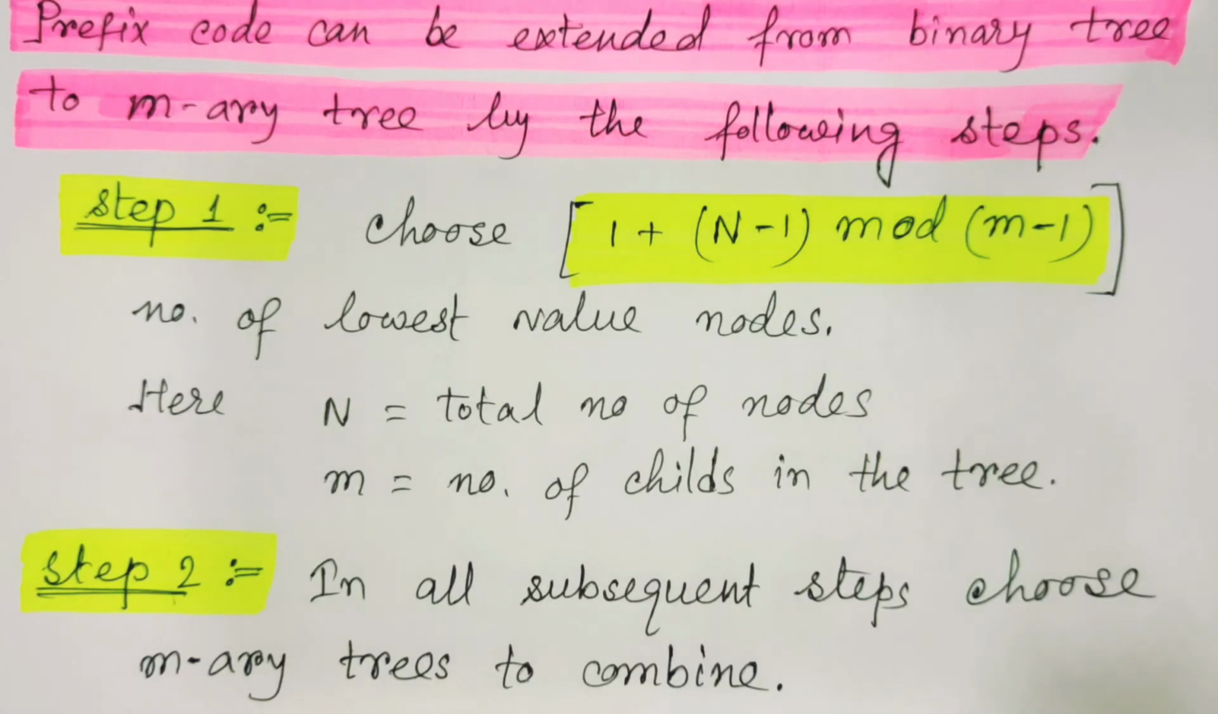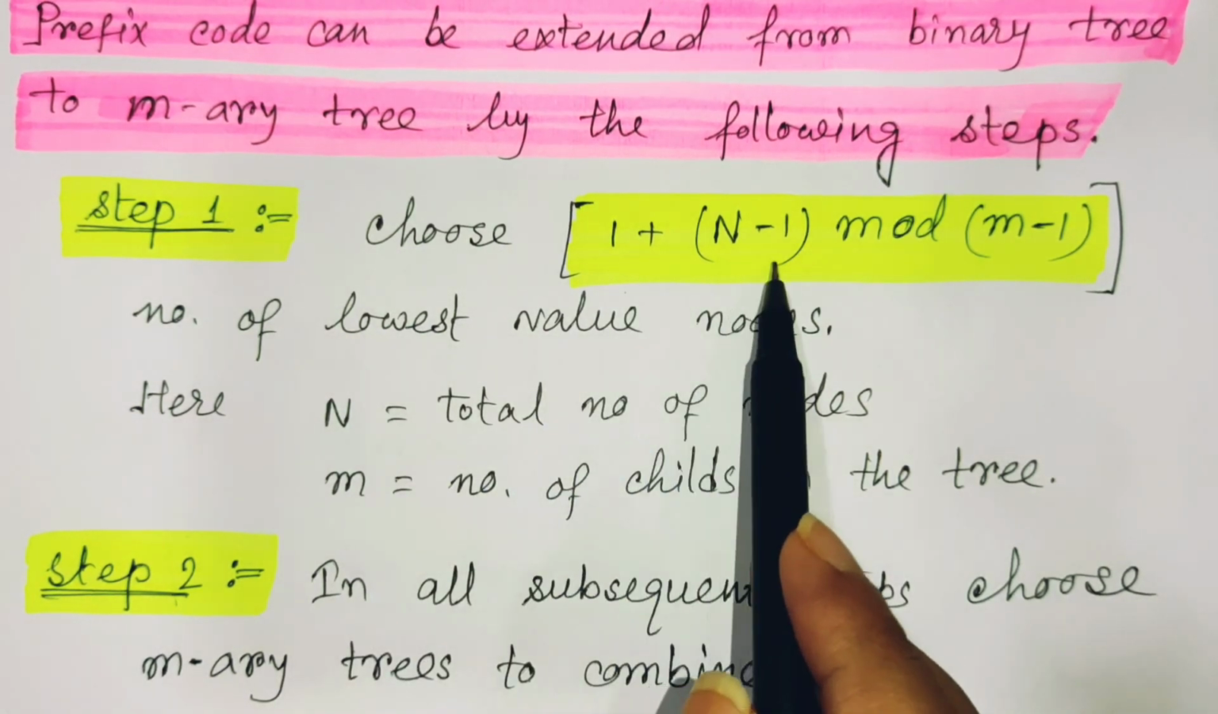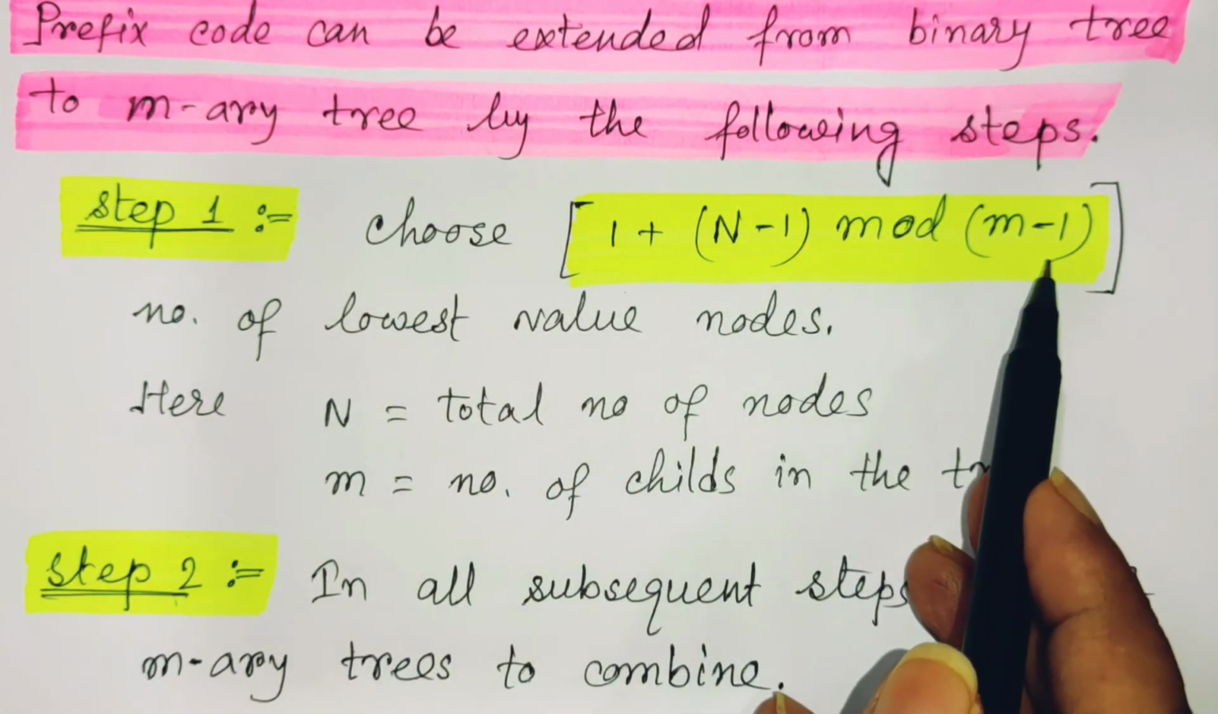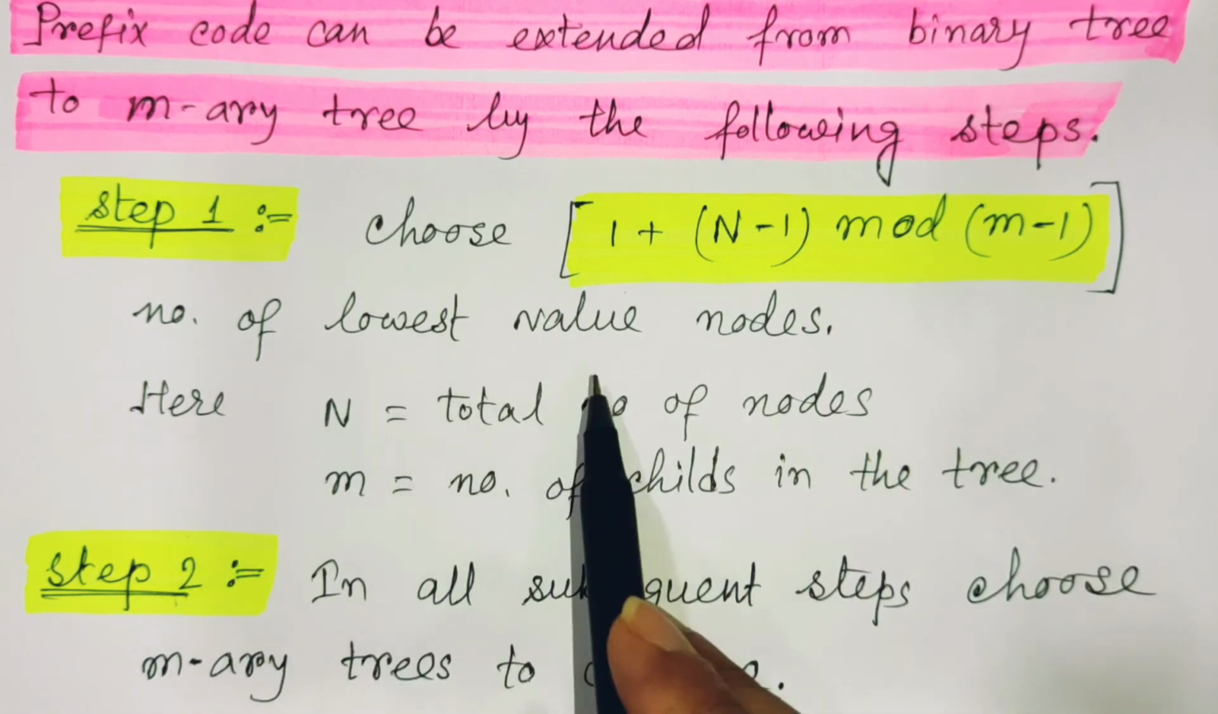So just have a look. Prefix code can be extended from binary tree to m-ary tree by the following steps. So what is the step to extend it to the higher order trees? First step, we should choose 1 plus (n minus 1) mod (m minus 1) number of lowest value nodes.